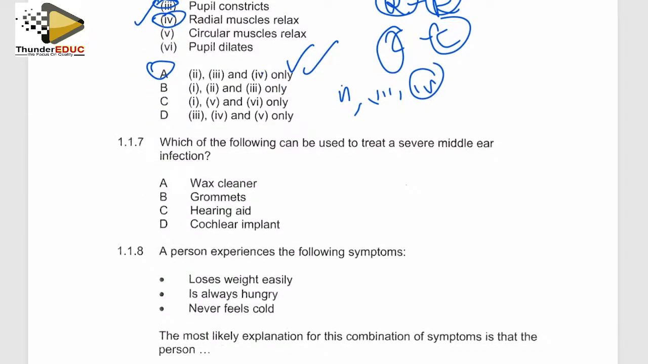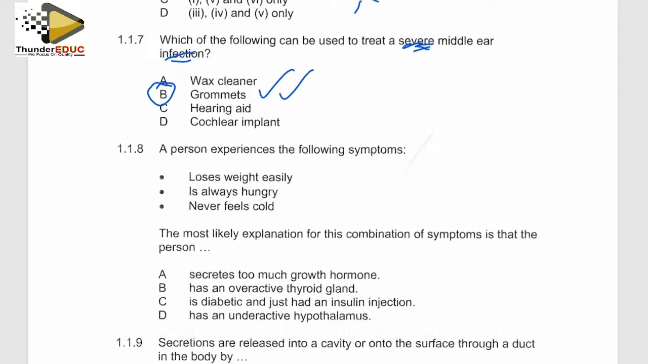1.7: which of the following can be used to treat severe middle ear infection? When you talk about severe middle ear infection, it means that the middle ear has been damaged. But they're saying infection, it's not that it is an accident, it's an infection. So we use what we call grommets. So you get 2 marks there.